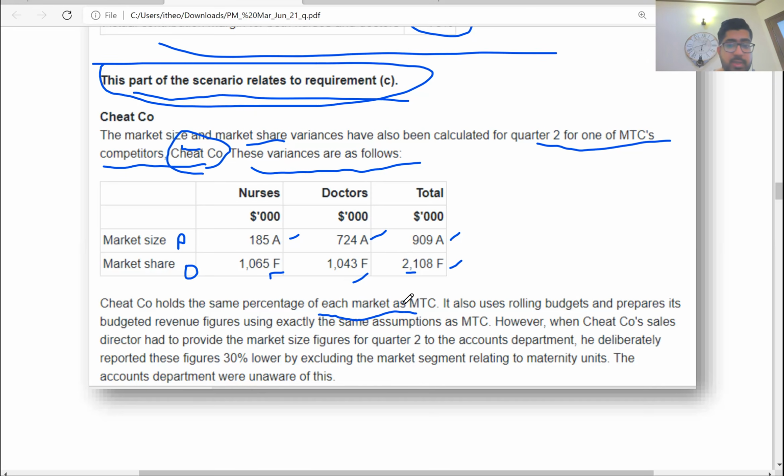Cheat company holds the same percentage for each market as MTC. It also uses rolling budgets and prepares its budgeted revenue figures using exactly the same assumptions as MTC. Everything is the same. However, when Cheat's sales director provided the market size figures for Q2 to the accounts department, he deliberately reported these figures 30% lower. The accounts department were unaware of this. So what has the sales director done? He reported the market size figures 30% lower.